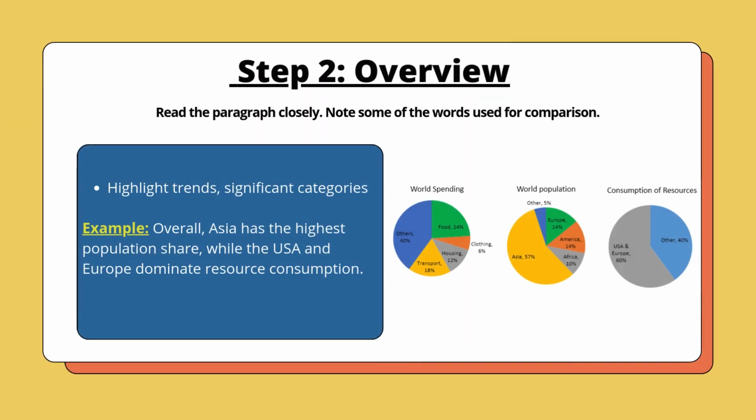For the overview, carefully examine the data to identify the most significant trends and categories. Focus on highlighting the key patterns and comparisons without diving into detailed figures. For example, according to the given pie chart, overall, Asia has the highest population share, while the USA and Europe dominate resource consumption. A detailed overview provides a clear summary, setting the stage for in-depth analysis in the body paragraphs.